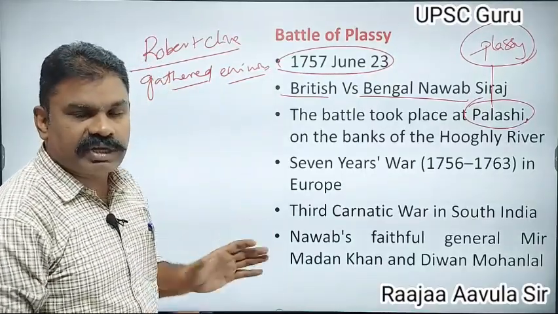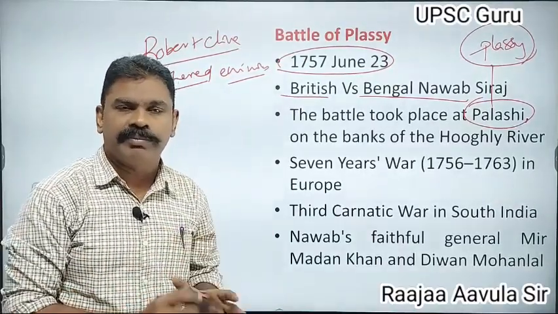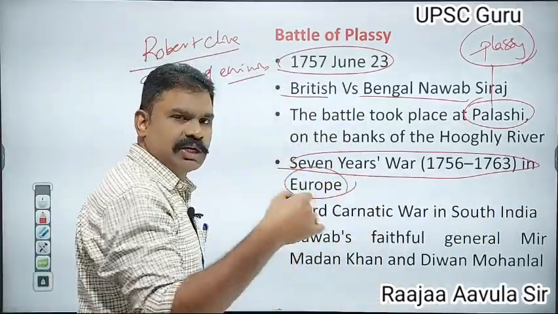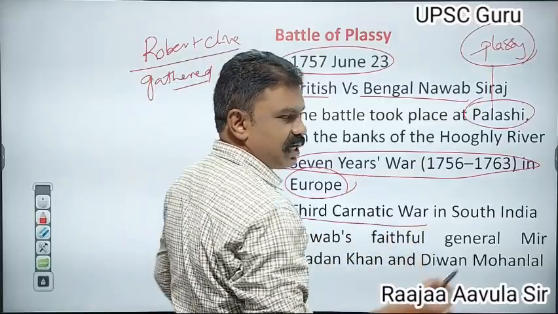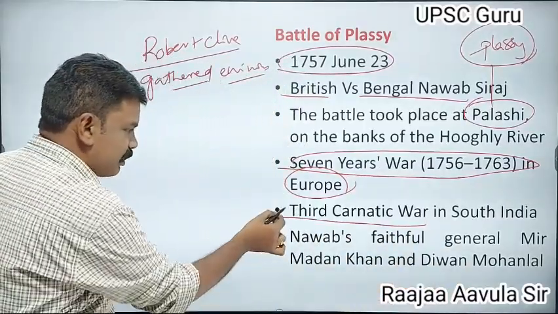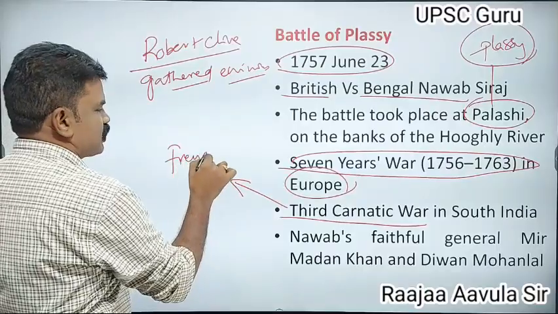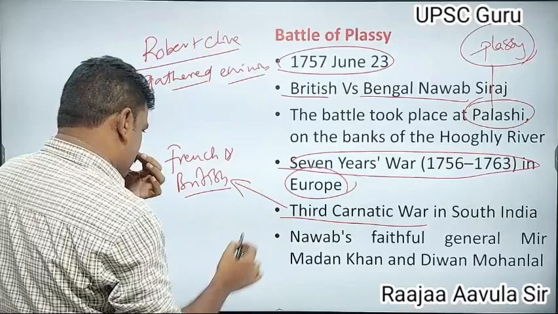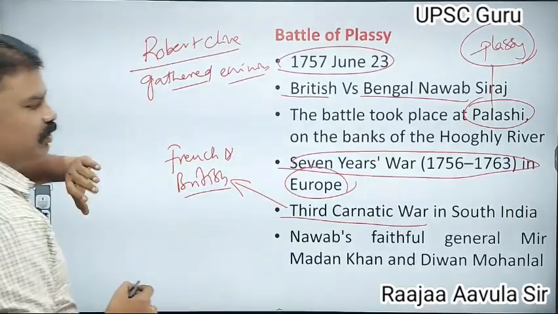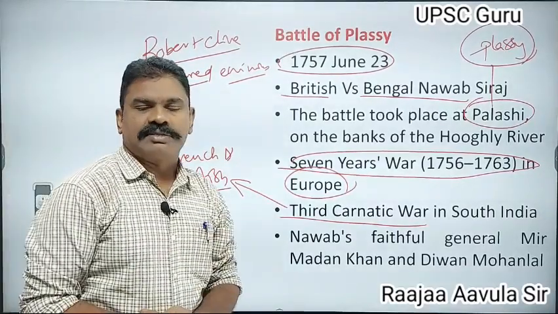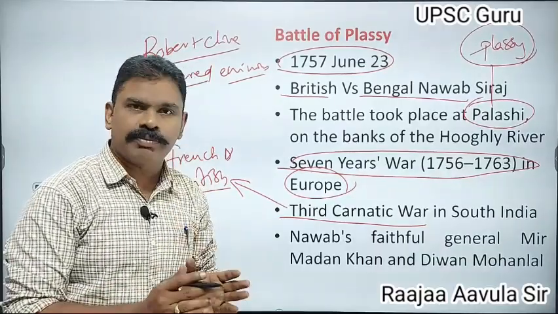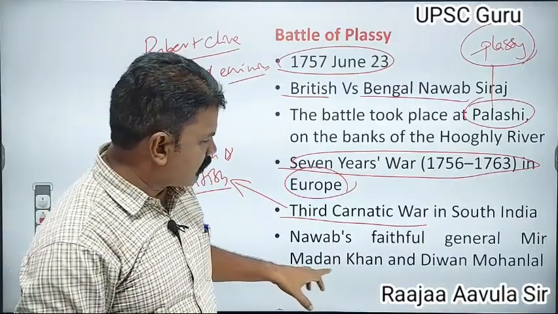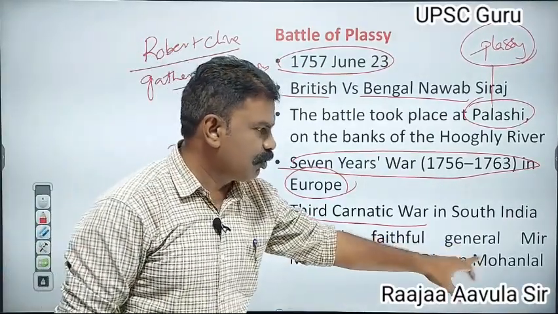Coming to the contemporary events of this period, the Seven Years' War was continuing in Europe, and the Third Karnataka War was continuing in South India between the French and British. On one side, the British were fighting the French in South India, Karnataka. On another side, they were fighting Siraz.